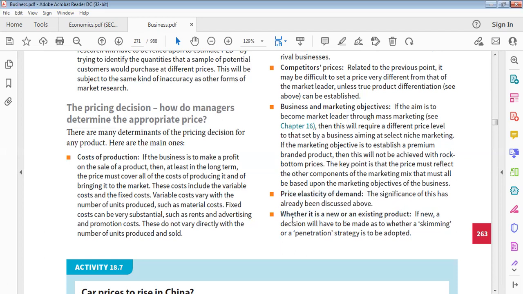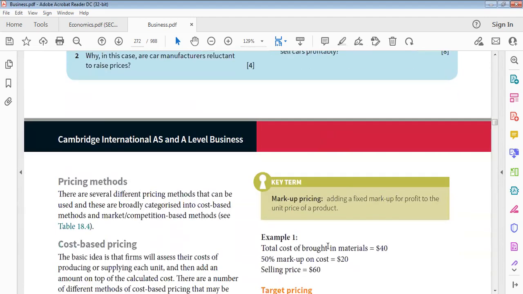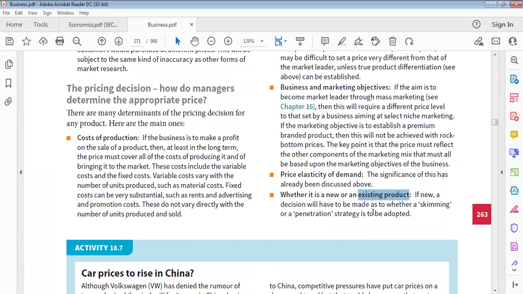Another issue is your time in the market. For example, are you releasing a new product or is it an existing product? If it's a new product, maybe you might have to sell at a lower price, right? Or if you have been in the market for a long time, maybe you can charge a higher price because you're more mature. We'll learn about this strategy in more detail.